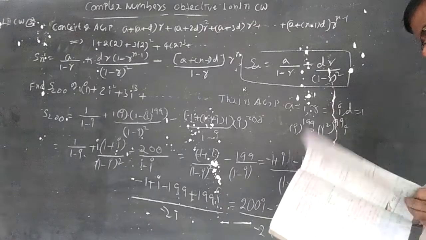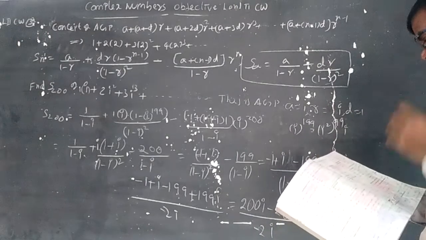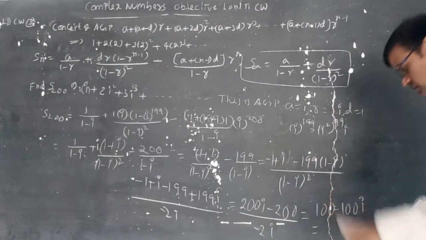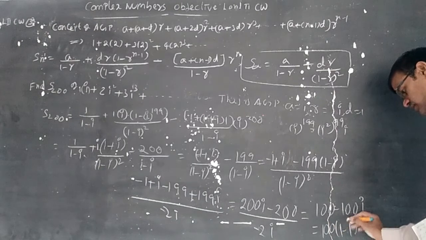Given as the second option. Let us see the question, third question: the second option he gave, 100 into 1 minus i. Yes, 100 taken common, 100 into 1 minus i.